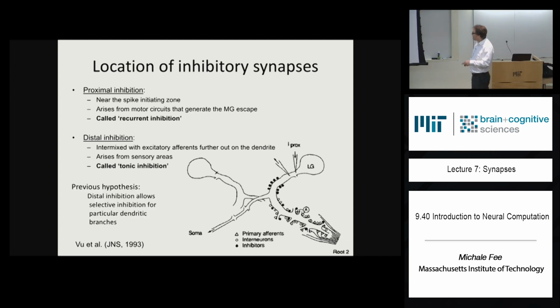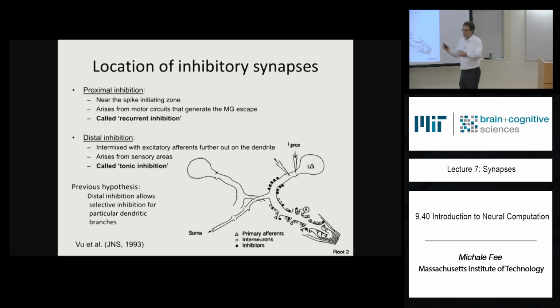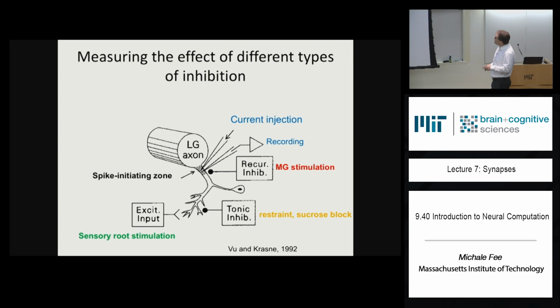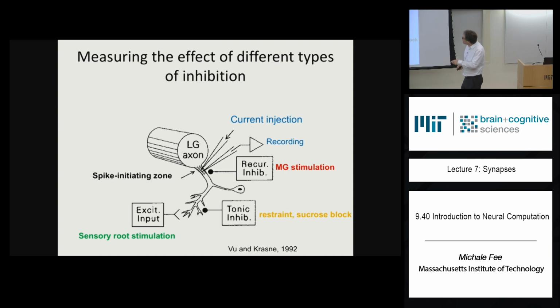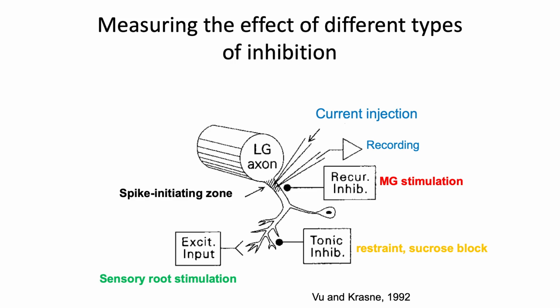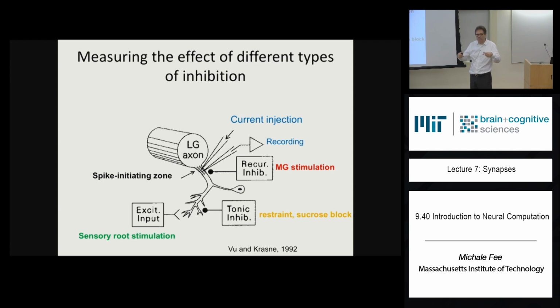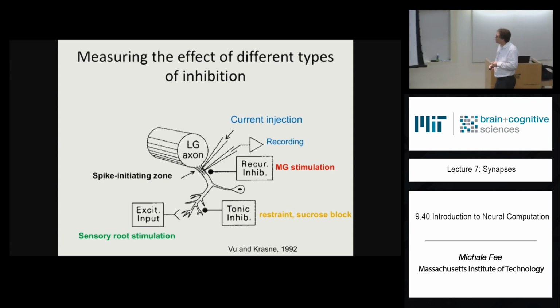Now, the previous hypothesis was that those inputs allowed inhibition to control different branches of the input, but it turns out the answer is very simple. Let me summarize. You have one inhibitory input, coming from the other escape neuron, that lands right on the part of this neuron that initiates spikes. The other input, which suppresses the response during feeding, comes far out on the dendrite, at the same location where the excitatory sensory inputs come in. So that's what the circuit looks like.